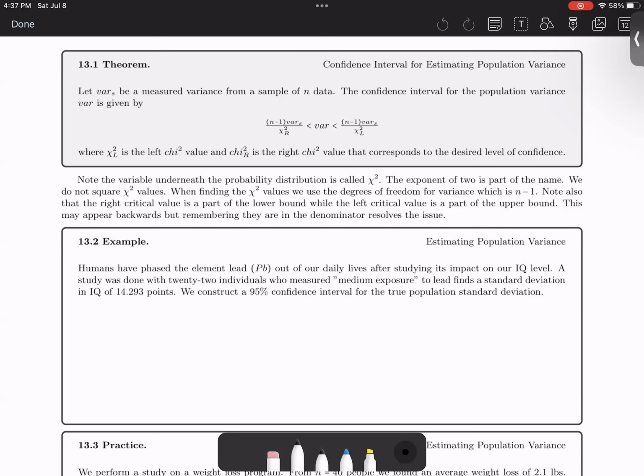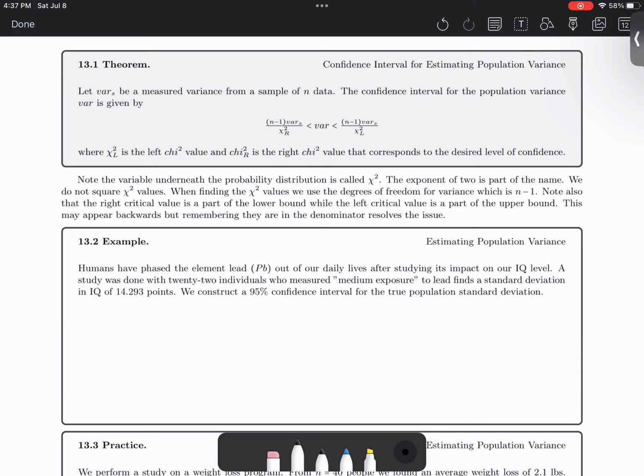At this point, we've estimated proportions and we've estimated averages. Now let's turn our attention to estimating variances or standard deviations. We're going to do this in the exact same way. We're going to center a distribution around our sample value, and then we're going to construct whatever probability we want in the middle.